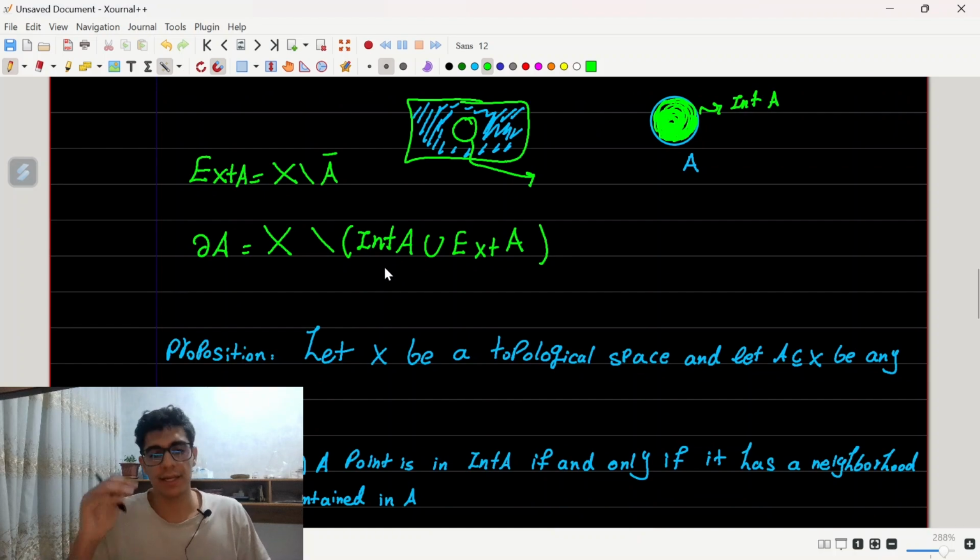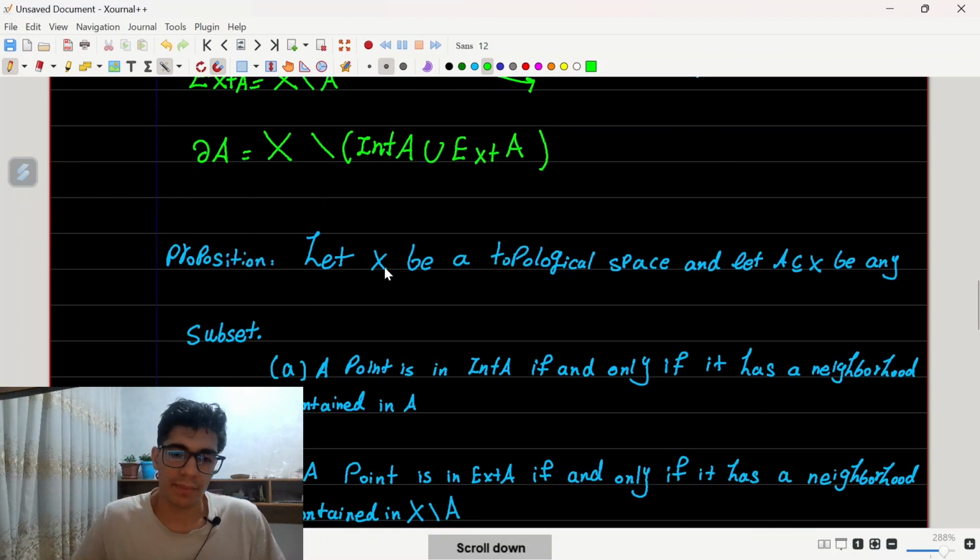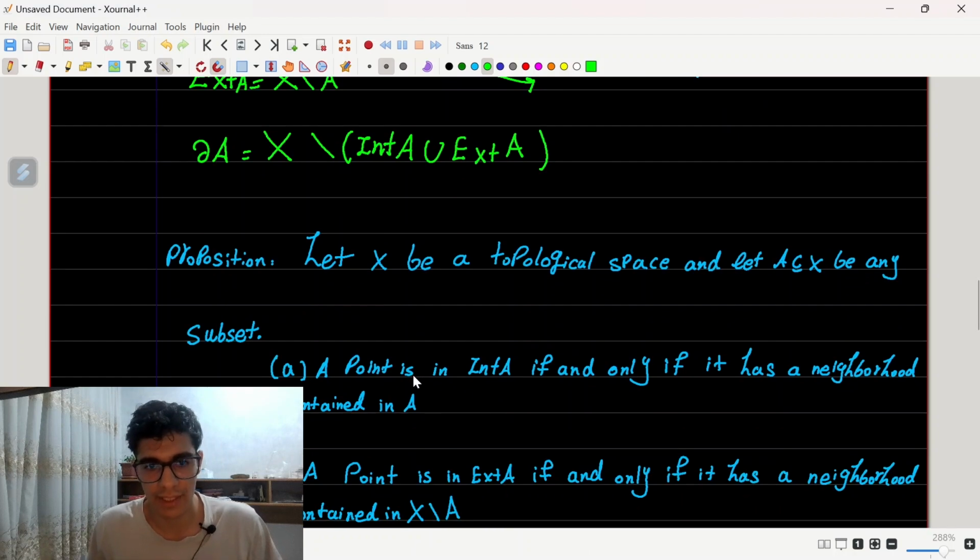And that's it. Then we have some propositions. Sometimes to work with subsets, we need some equivalent properties which describe sets in other words. For example, a point is in the interior of A if and only if it has a neighborhood contained in A. These are our propositions. You can prove them. I'm just going to give you a hint. Why is that true?